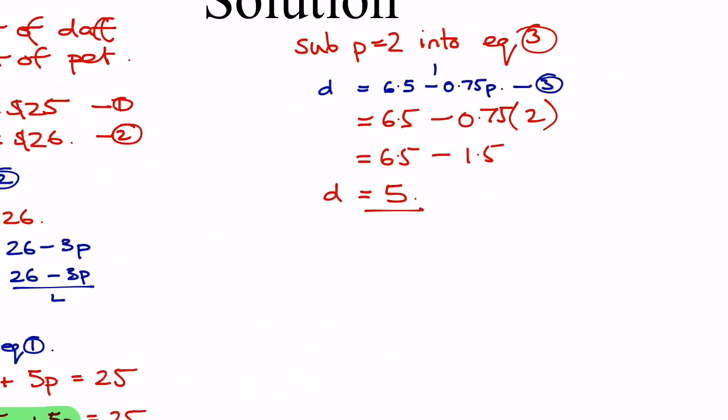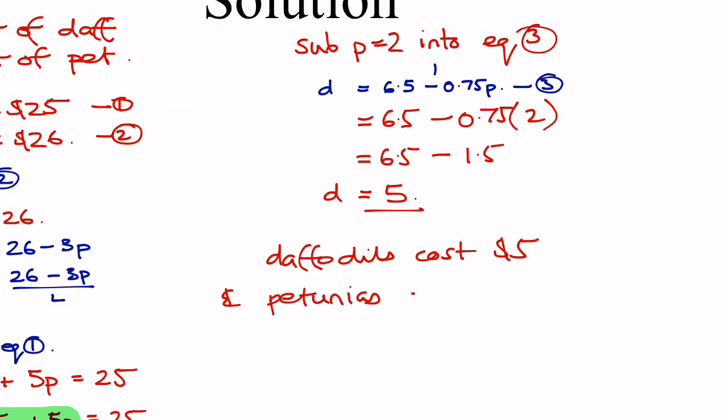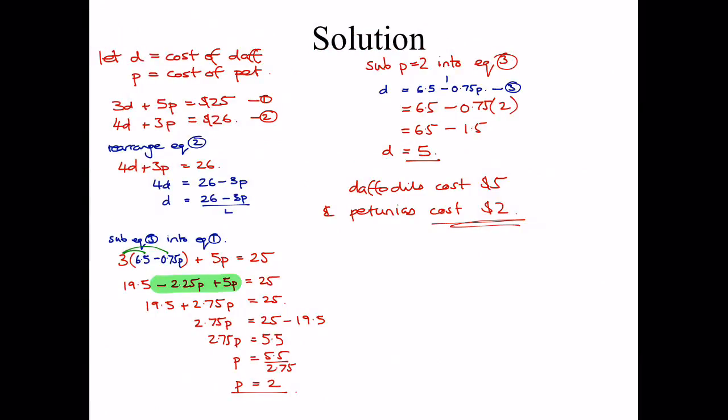So our solution to this is that daffodils cost $5 and petunias cost $2. And there's our solution in written form. Just remember that this little bit of information that we dragged over to here did fit back in over here. Okay, so thank you very much, guys.